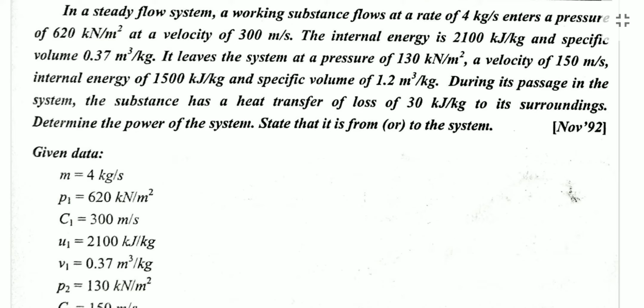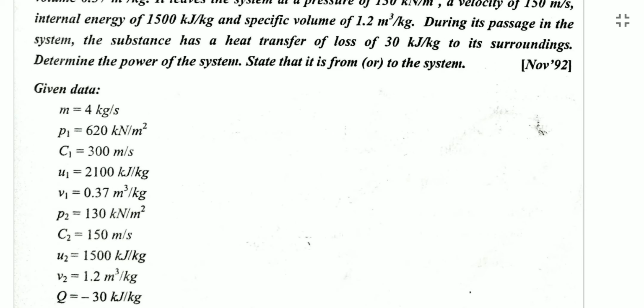It leaves the system at a pressure of 130 kilonewton per meter square. Leaves means outlet condition. Outlet condition means we use notation 2. So pressure P2 is equal to 130 kilonewton per meter square. Then a velocity of 150 meter per second. The symbol we are using is C2. So C2 is 150 meter per second.